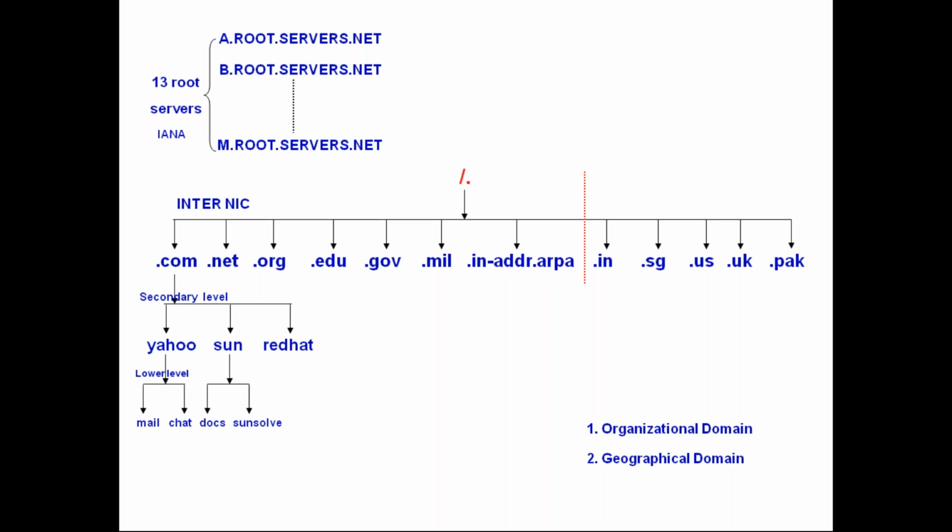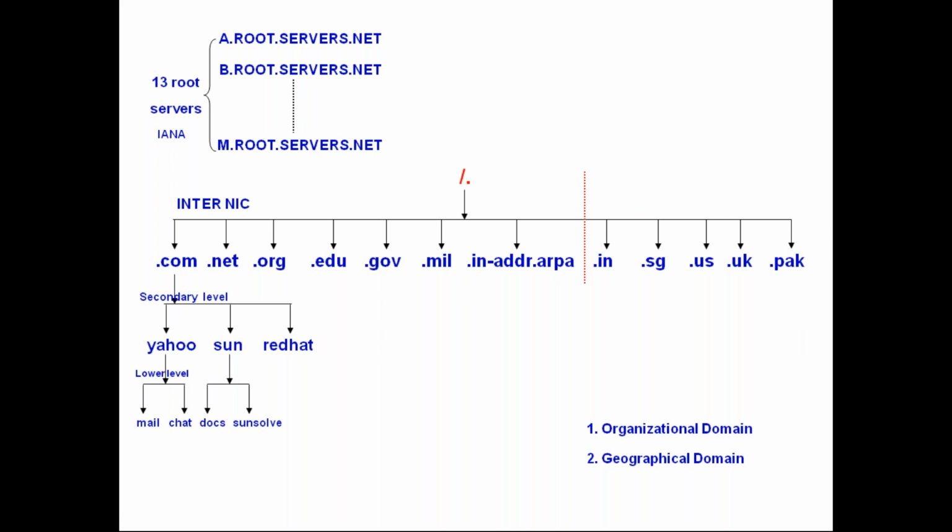So yahoo.co.in, yahoo.co.sg, yahoo.co.us, yahoo.co.uk. These are the geographical domains. And these are organizational domains. These are geographical domains. So this is the main structure of DNS.